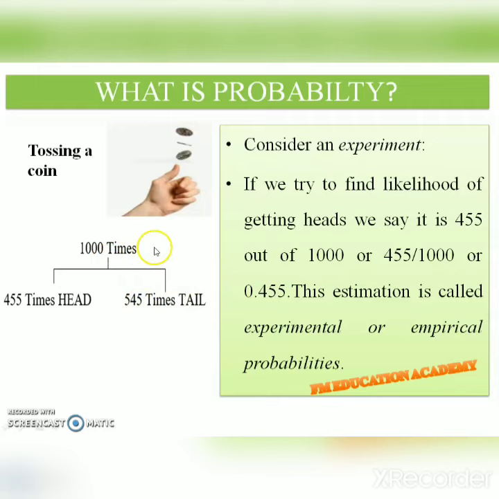That is 0.545. So this estimation, that is this approximation, where we are getting this many times tail or this many times head divided by total times, that is called as experimental or empirical probability, or it is also called as probability. That is just the chance or the approximation which we get when we do any task. That is called as probability.